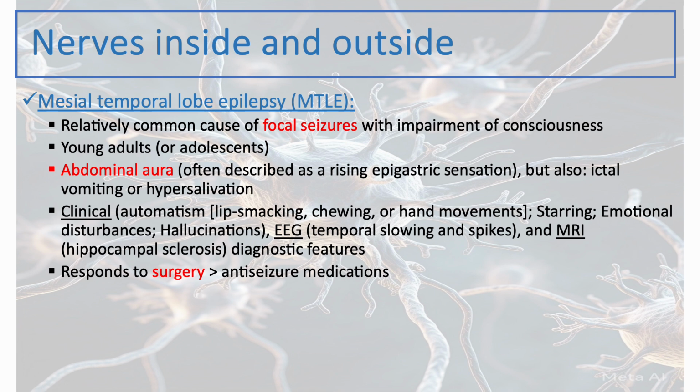And it usually responds to surgery more than anti-seizure medications. That's why it's really important to recognize, because the treatment is a little bit different, and the patient might present with really difficult to titrate anti-seizure medications despite being compliant. So these are just some of the pathologies in the central and peripheral nervous system that can be associated with some abdominal discomfort and abdominal pain. And we'll see you in the next video. Thank you.